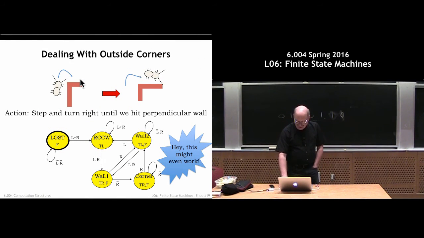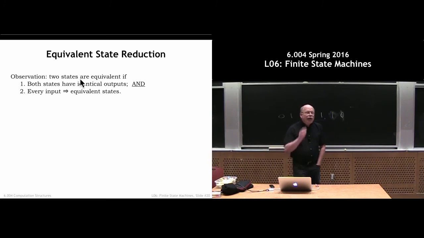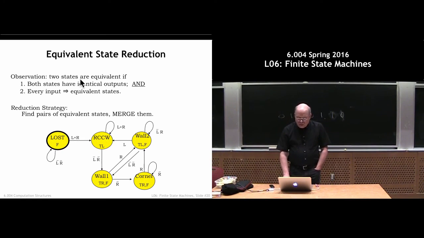He's busy. Oops, wrong way. Go this way. Okay, equivalent states. Two states are equivalent if they both have identical outputs and every input in those equivalent states leads to the corresponding equivalent state. So are there any equivalent states in this diagram? The first thing you should look for is, are there any states that have the same outputs?